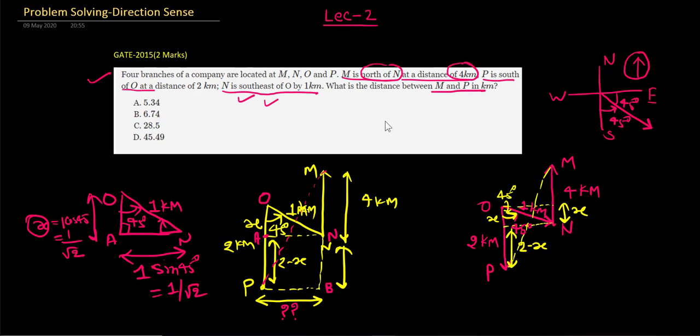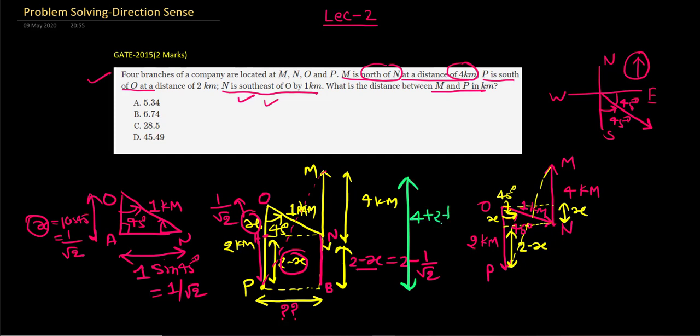Okay, so fine, we have calculated this x as 1 by root 2. Once we have calculated this x, I think the job is done, because this distance is 2 minus x. So this is x, this distance is 2 minus x, so this is also 2 minus x, so this would be 2 minus 1 by root 2. So the total distance would be 4 plus 2 minus 1 by root 2. This would be 6 minus 1 by root 2, this MB distance.